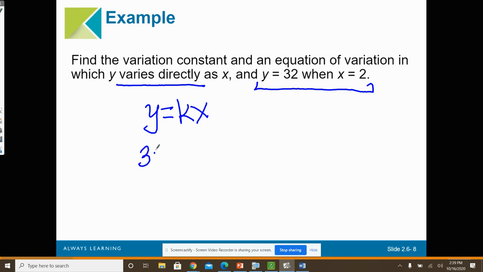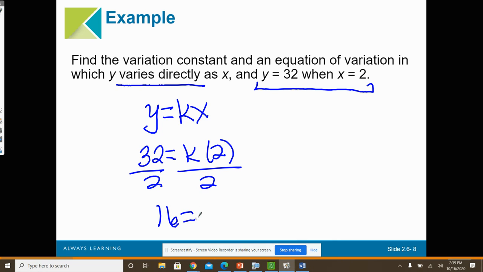So we plug that in. Y is 32 when X is 2. Now it says to solve for K. We just divide both sides by 2 and K is 16. Now that is the variation constant.